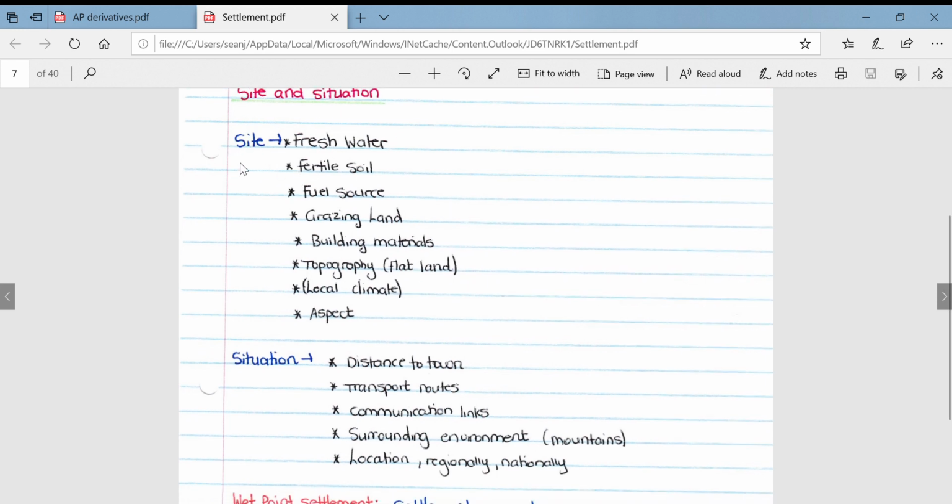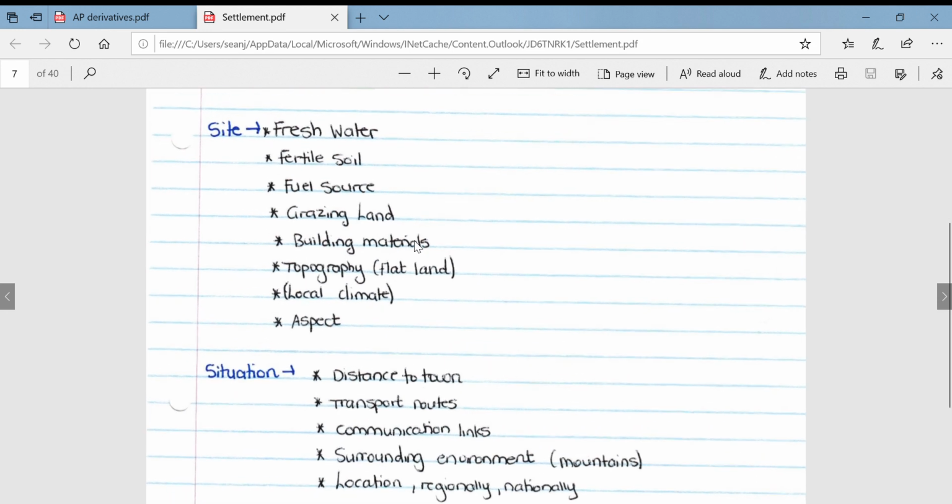When looking at the site in terms of a rural settlement, we look at the availability of fresh water, fertile soil, fuel source such as wood for fires, grazing land or arable land, building materials, topography. We're looking for flat land versus hilly land, the local climate, as well as aspect.